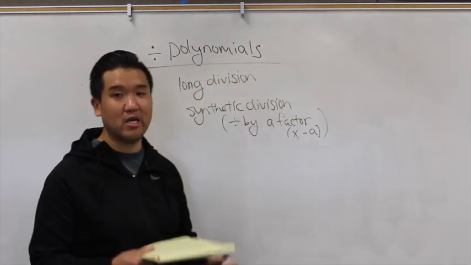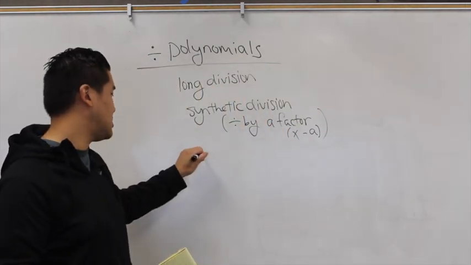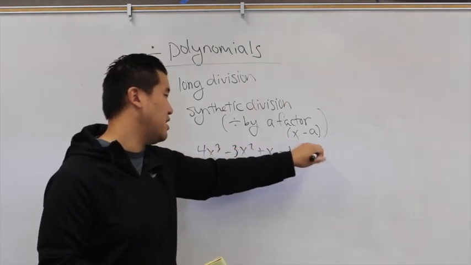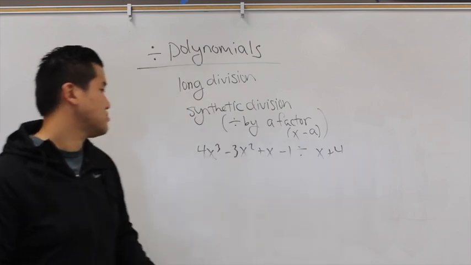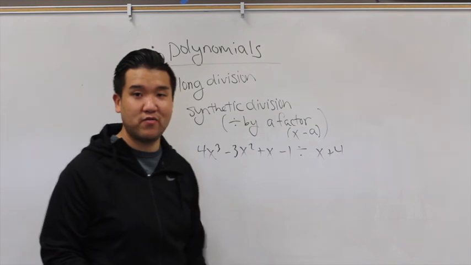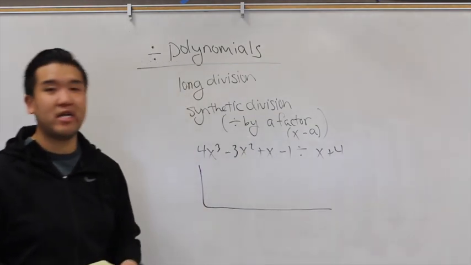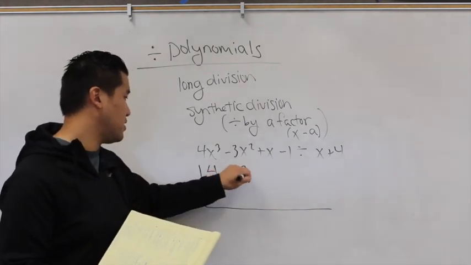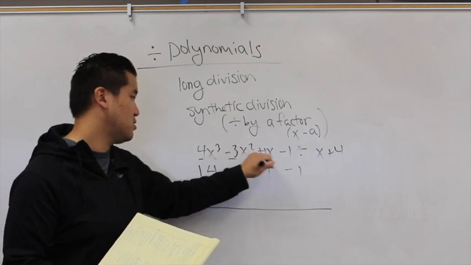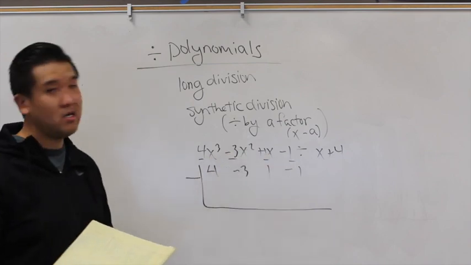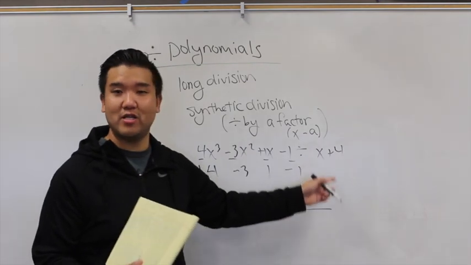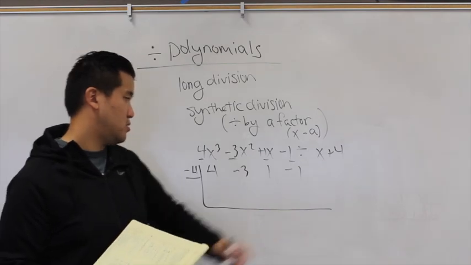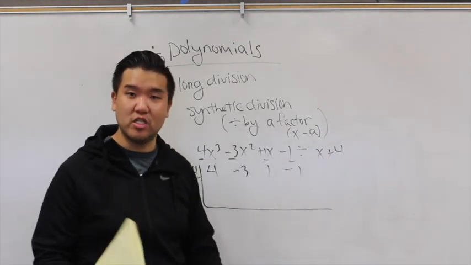We can only use it if you're dividing by a factor like x minus a. So for example, let's say we do 4x cubed minus 3x squared plus x minus 1, and you're dividing by x plus 4. All right, we're dividing by a factor, x plus 4. When we do synthetic, all we care about are the coefficients in front. So we drop the 4, the negative 3, the 1, negative 1. I got those from here. If this is a factor, then what is my x-intercept? We're going to say it's negative 4. It's usually the opposite, so set x plus 4 equal to 0 and then solve for x.